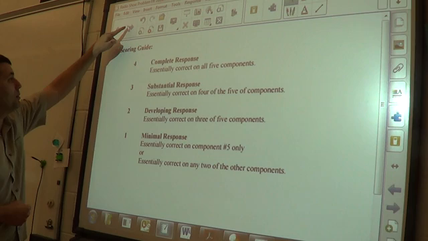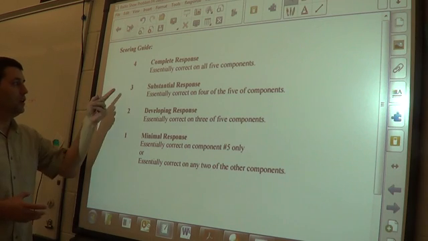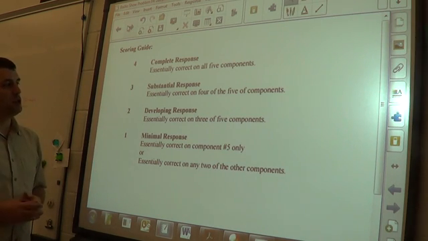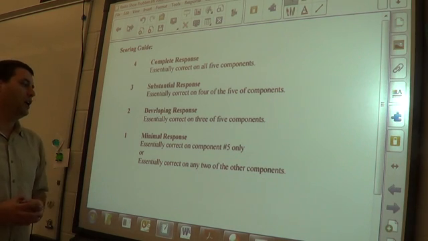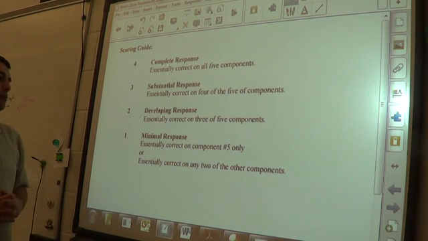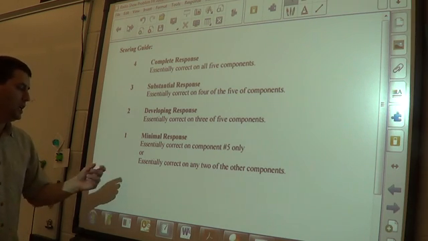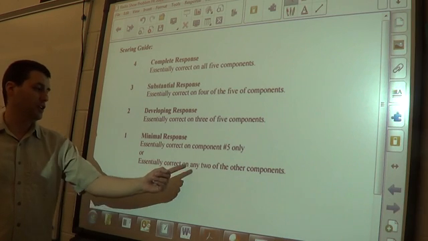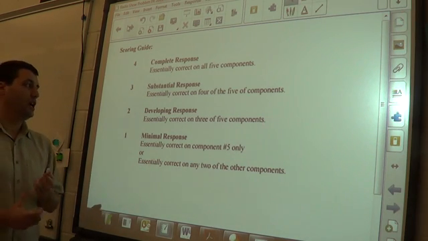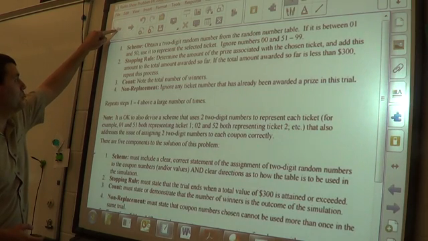Response problems are graded out of 4 points. 4 points if you have essentially correct all 5 components. 3, substantial response, you have to have 4 out of 5. 2, you have to have 3 out of 5. 1 point if you have essentially correct on only component 5, because that's seen as a separate entity. That's part B, if you notice. The other parts are all for part A. I'll talk more about that scoring, but it's unusual scoring because they only have 4 points.